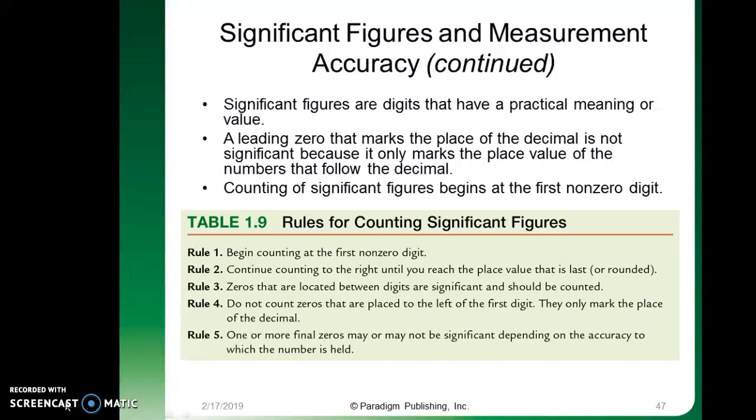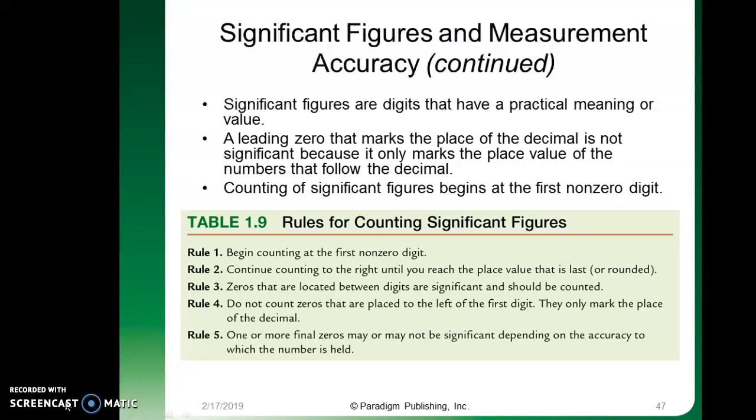Significant figures are digits that have a practical meaning or a value. A leading zero that marks the place of a decimal is not significant because it only marks the place value of the number that follows that decimal. So it's only a place value, not a significant digit. Counting significant figures begins at the first non-zero digit. So here are some rules. The first rule is begin counting at the first non-zero digit. The second rule is count to the right until you reach the value that is last or rounded.